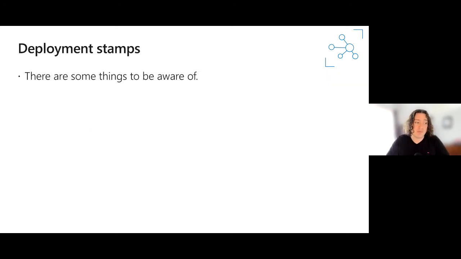Now, there are some really important challenges and things to be aware of with this. Firstly, automation is always important, as I hopefully have made clear already, but it's especially important when you do something like stamps, because you need to make sure that everything is templatized, everything is scripted for all of your deployments and all of your maintenance. You don't want things to get out of sync across all of your stamps.